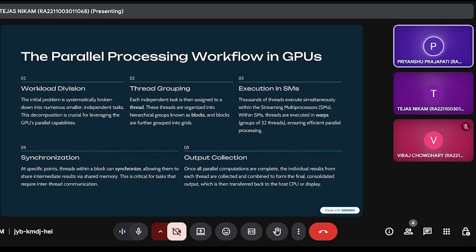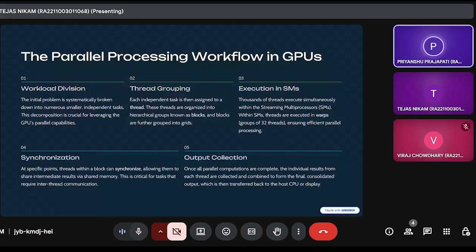Execution in streaming multiprocessors: thousands of threads execute simultaneously within the streaming multiprocessors. Within streaming multiprocessors, threads are executed in warps, which are groups of 32 threads, ensuring efficient parallel processing. Synchronization: at specific points, threads within a block can synchronize, allowing them to share intermediate results via shared memory. This is critical for tasks that require inter-thread communication.